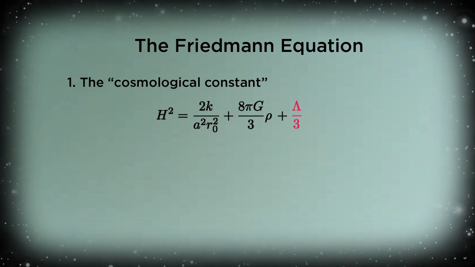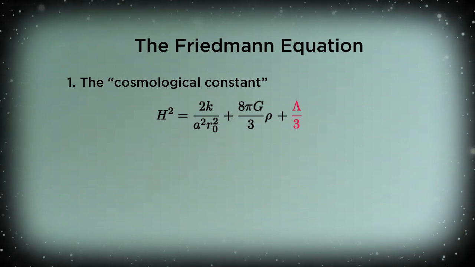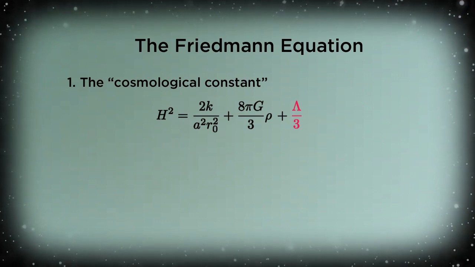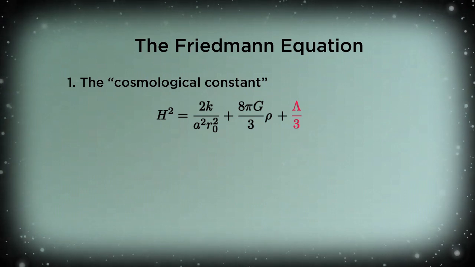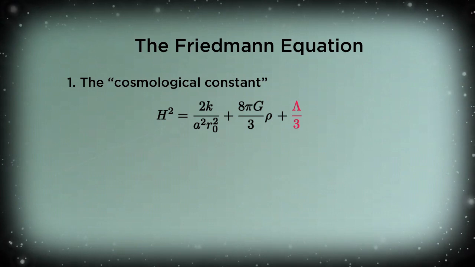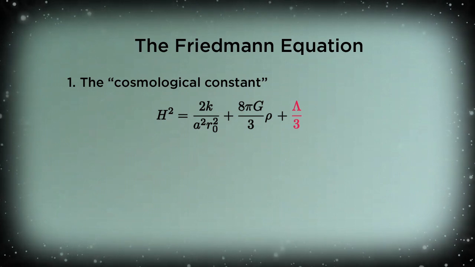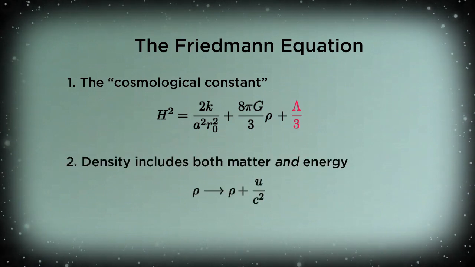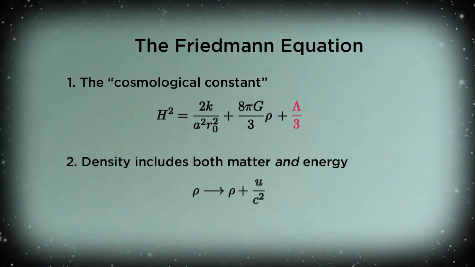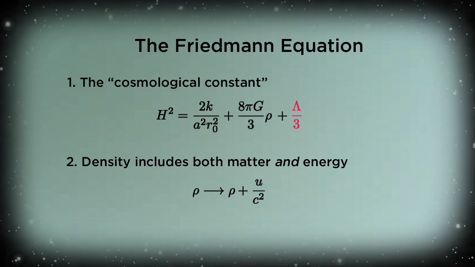A subtler change is that rho isn't just mass over volume. Relativity teaches us that energy and mass are related, E equals mc squared. So particles that are essentially pure energy, like photons and neutrinos, also affect the expansion of the universe. We have to understand rho as the density of matter plus the energy density of all the radiation divided by c squared.